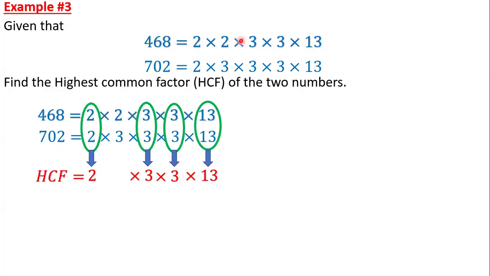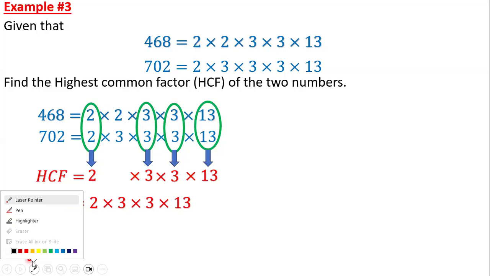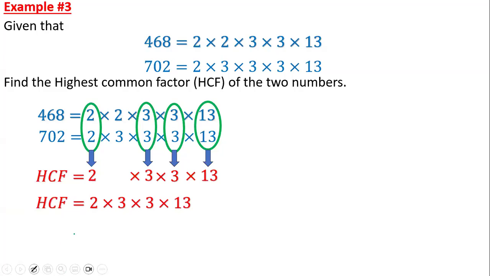234. Okay, so we have to multiply. We have 2 times 3 times 3 times 13. We're going to multiply. I'm going to multiply it out for y'all because I don't just want to put the answer there. So if we multiply it out, 2 times 3 gives us what? 6.